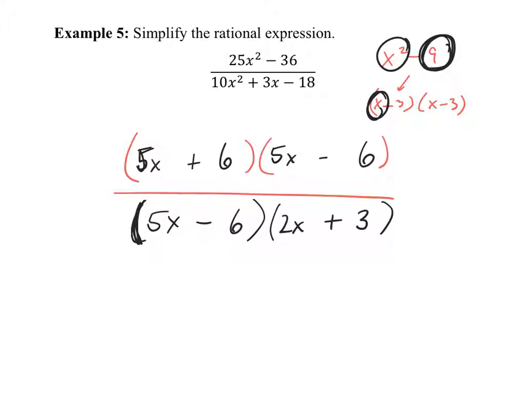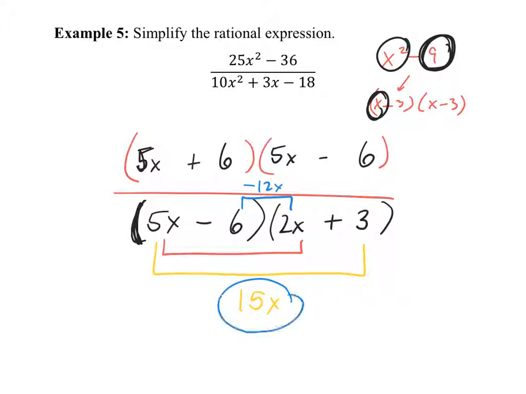Wait, I don't get why you got minus 6 and plus 3. Because when you FOIL, what do you have to do? First is multiplying these. Outer means multiply these. That gives me 15x, right? Inner means to multiply these guys right here, which gives you negative 12x. When I add 15x and negative 12x, I have to get 3x at the top.